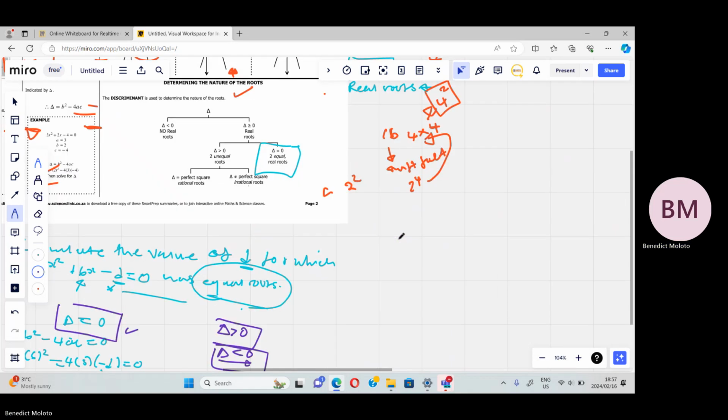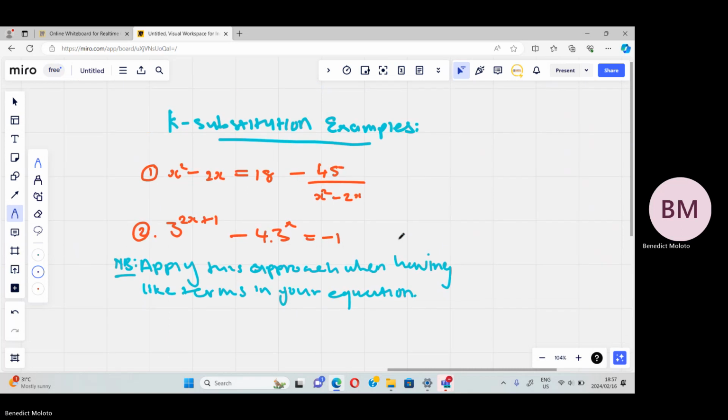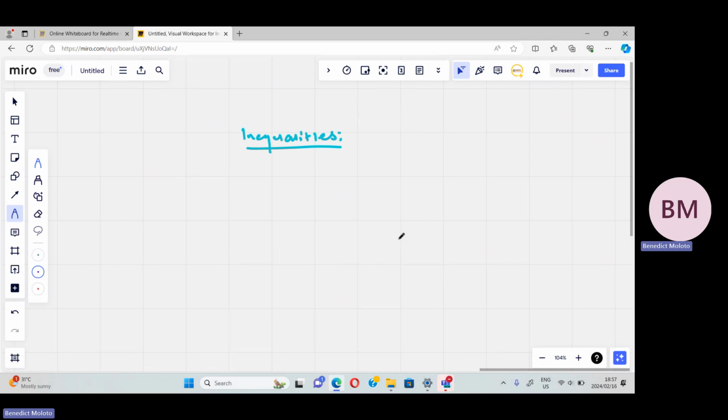at the other things that I want to look at. Let me look at inequalities first before we go to k-substitution.